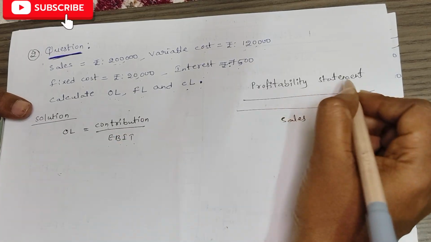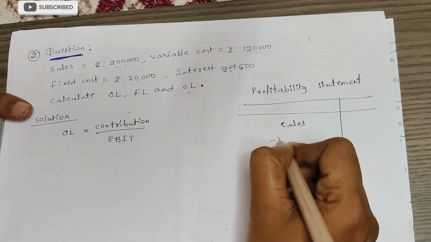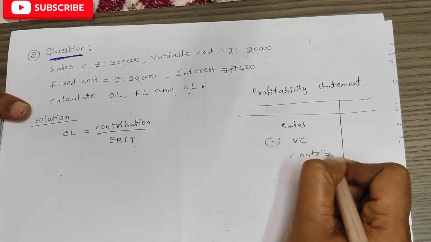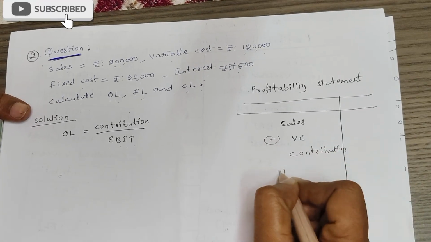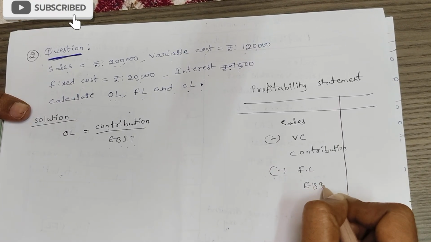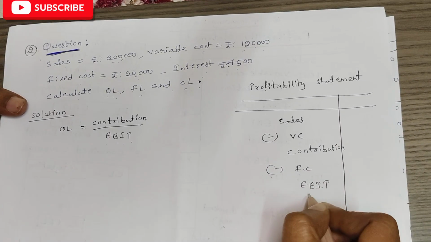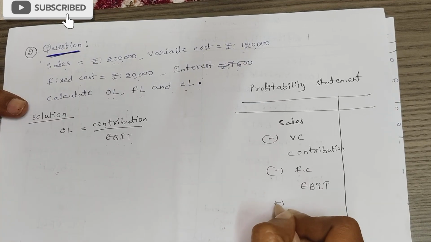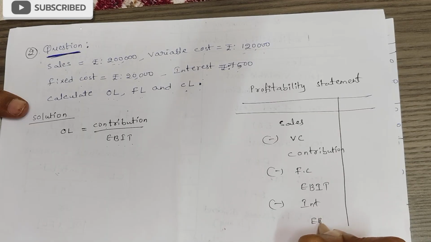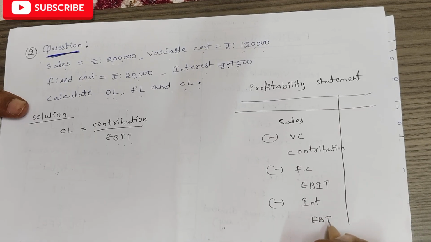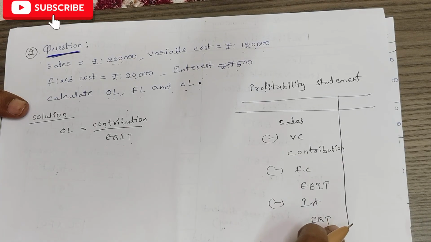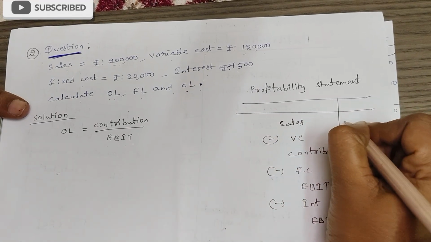Yes, so profitability statement here we are preparing. Sales minus variable cost, you will get contribution, minus fixed cost, you will get earnings before interest and tax. Then after getting this, minus interest, you will get earnings before tax. Okay, there is no tax rate. So our last answer is earnings before tax. Okay, so what is our sales? 2 lakhs.